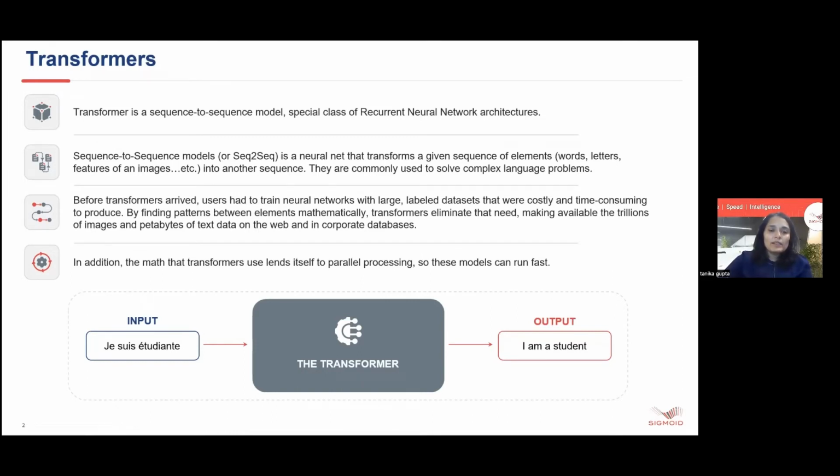This is a basic structure. What exactly does the transformer do? You give an input. Over here we have a sentence in French, which the transformer has been able to convert into English. In the further slides, we will go deep into the architecture of the transformer and understand how exactly this whole process of translation from one language to another happens.